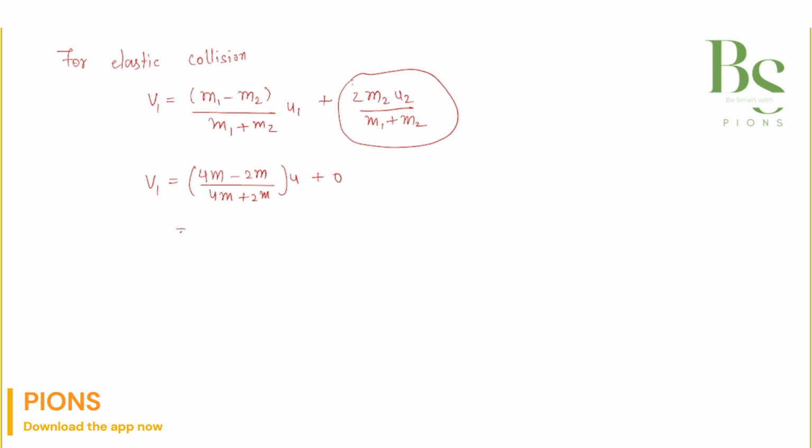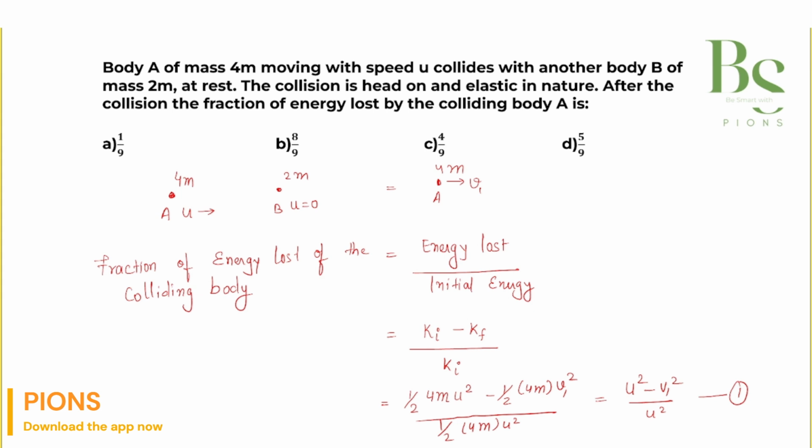Now this will give us 2m upon 6m into u, m and m cancel, and 2 by 6 is 1 by 3, so u by 3. So u by 3 is our final velocity of the first particle. We just need the final velocity of the first particle. We don't require it for the second particle, because the question asks for the fraction of energy lost by the first particle A, right? So let's substitute it in equation number 1.